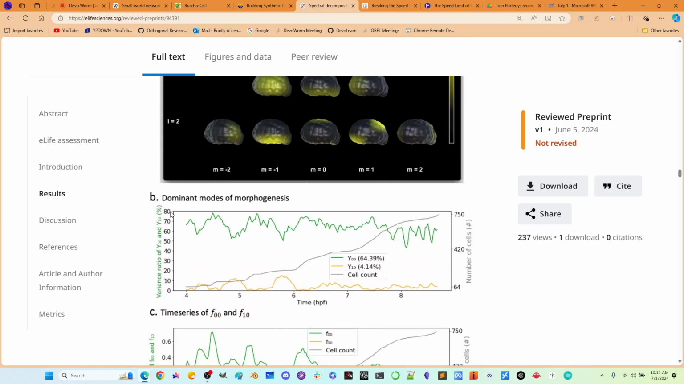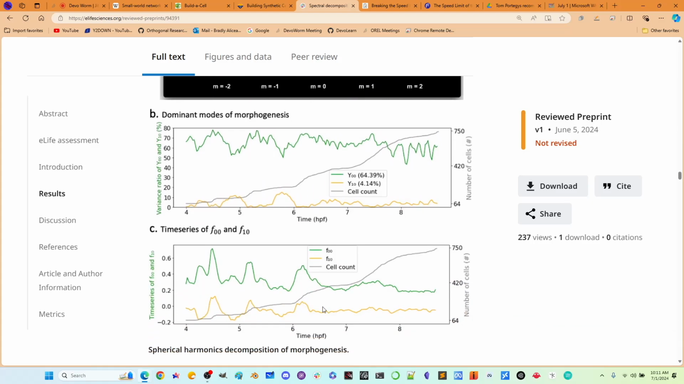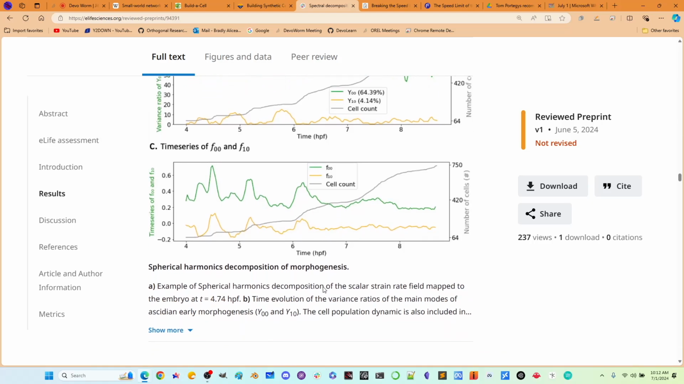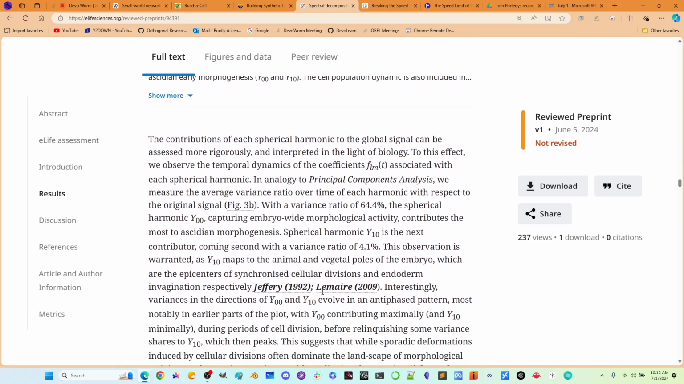And then you have these dominant modes of morphogenesis where you have the variance ratio as a function of percent and the number of cells. So we have Y00 and Y10, and we can see what those behave like given the number of division events, the time. And then we have this time series of F00 and F10, which are kind of consistent, but their value here in this y-axis is a little bit different. So it's interesting the kind of information you can get out of this.